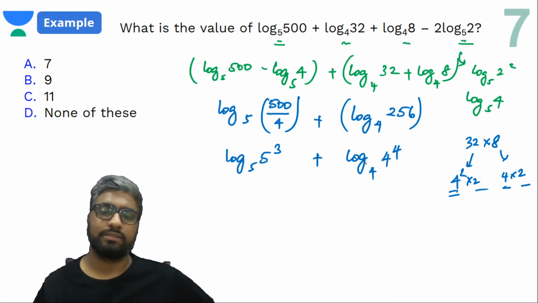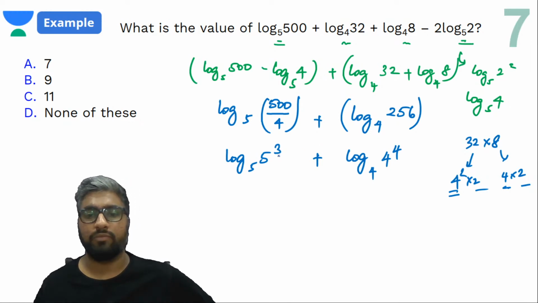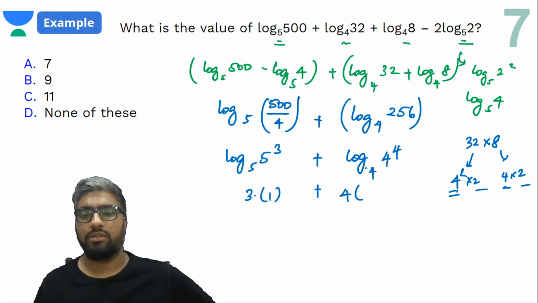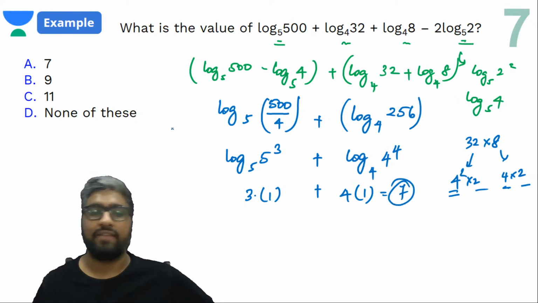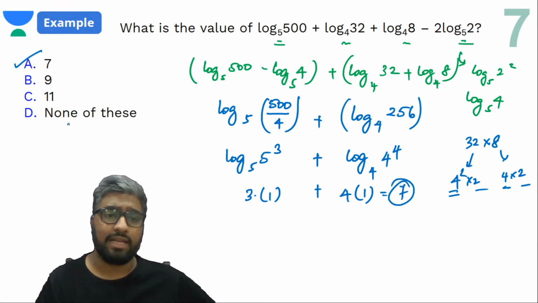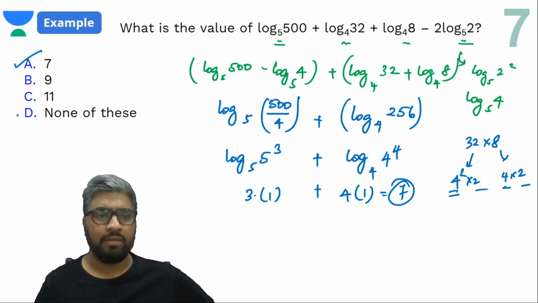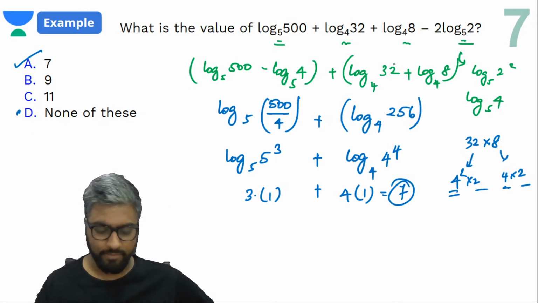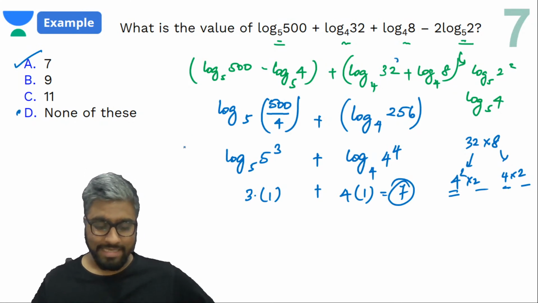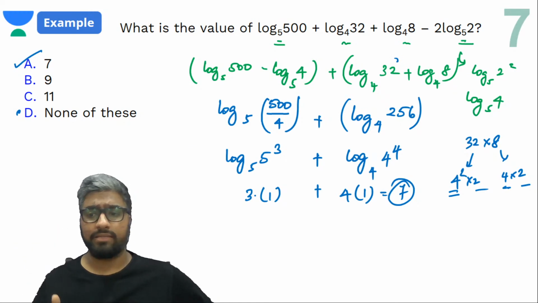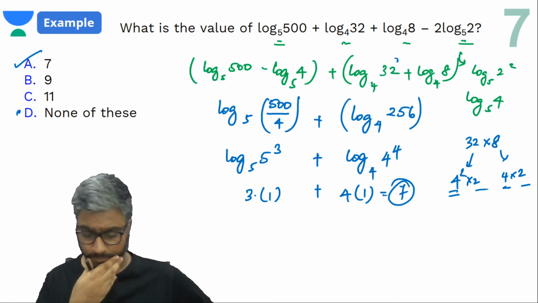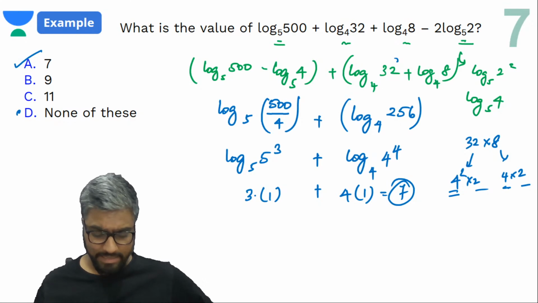Are you getting this? So what do you end up with? 3 times log 5 to the base 5, which is 1, plus 4 times log 4 to the base 4, which is 1. So 3 plus 1 is how much? 7. Everyone who said A, right answer. Anyone who said D, please look into the calculation part. Is this correct, guys? Does everything make sense? Everyone? Superb. Everyone who has answered A, very good.